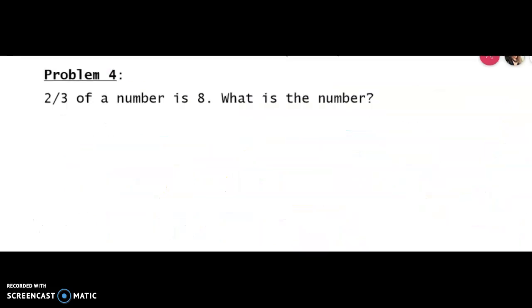Problem 4 asks us, 2/3 of a number is 8. It's telling us that 2/3 of a number is 8, but it's asking us what the total number is. Really, it's asking us what the 3/3 is. So let's go ahead and draw our tape diagram.